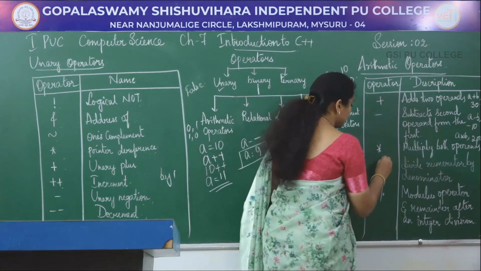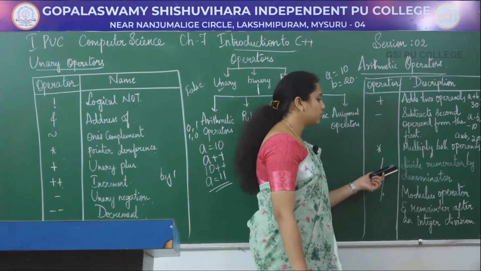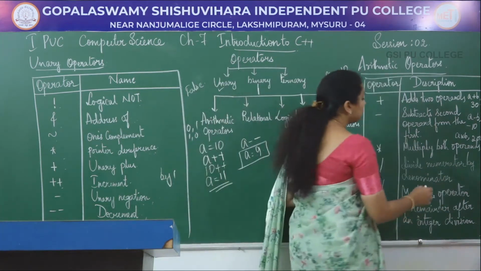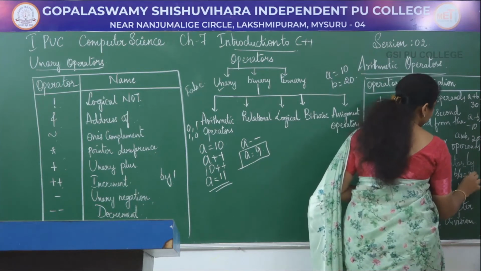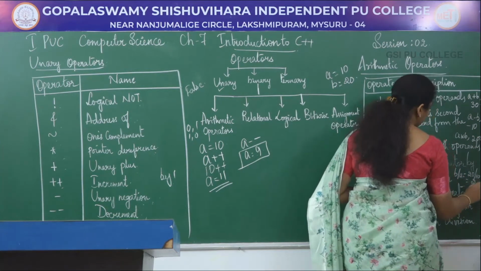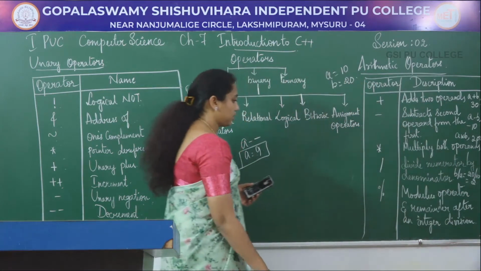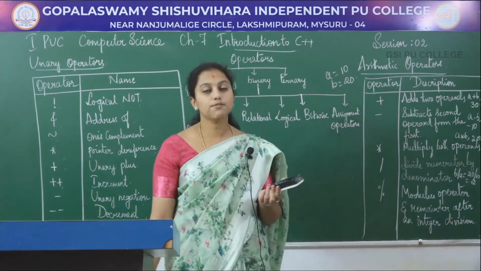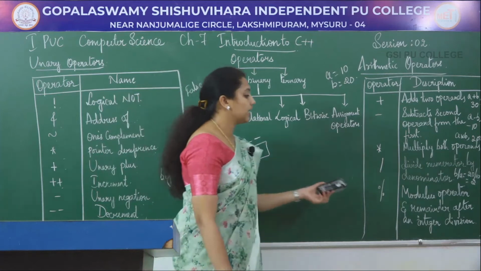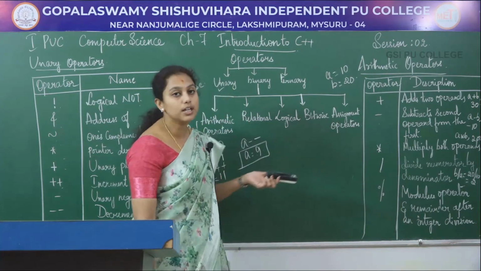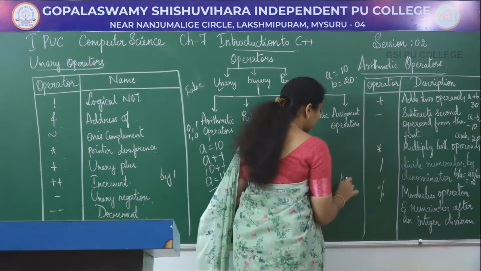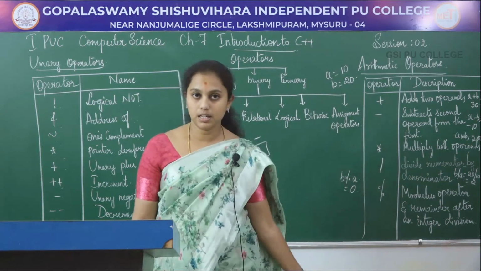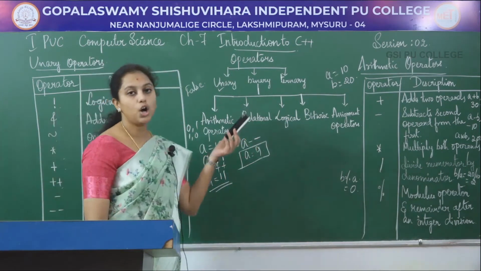Next one is division. The division operator is used to divide the numerator by the denominator. If you divide b by a, it gives 2 as its output. Next one is the modulus operator. The modulus operator gives you the remainder after an integer division. So if you compute b modulus a, it will give you 0 as the remainder. So this is about arithmetic operators.